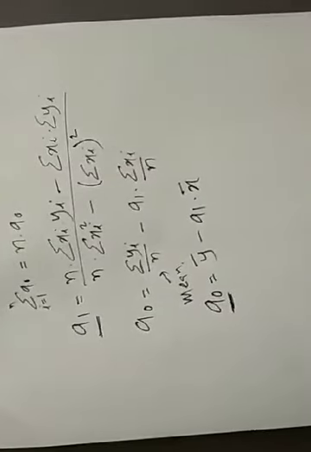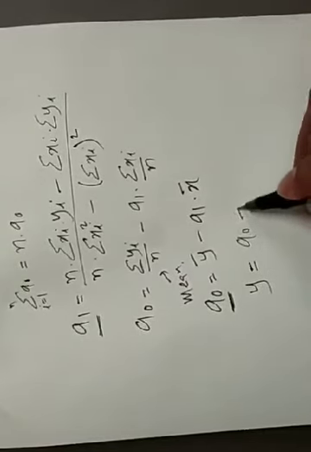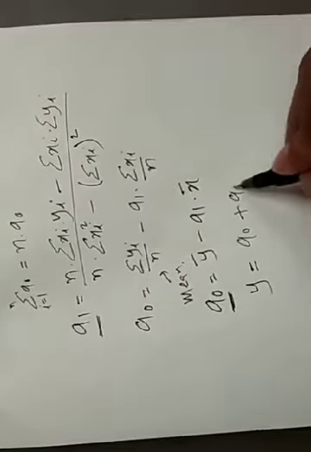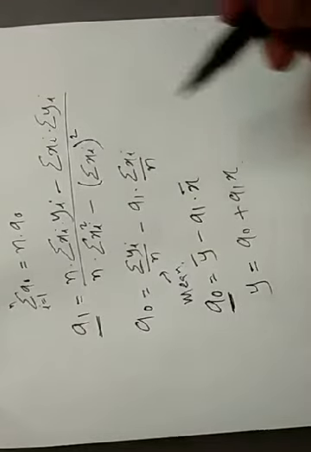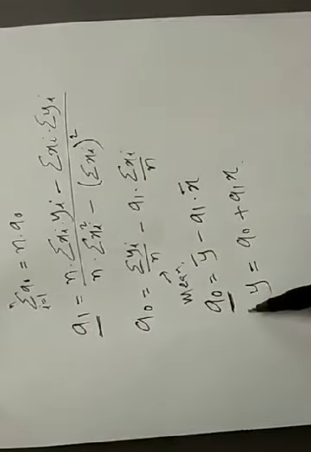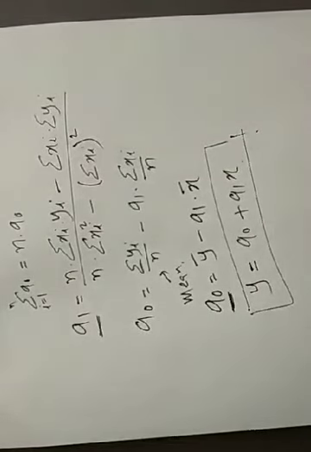What was our equation? y is equal to a0 plus a1 x. So we got a0 and a1 with this. So we have got this relation, and this is the equation for a straight line.